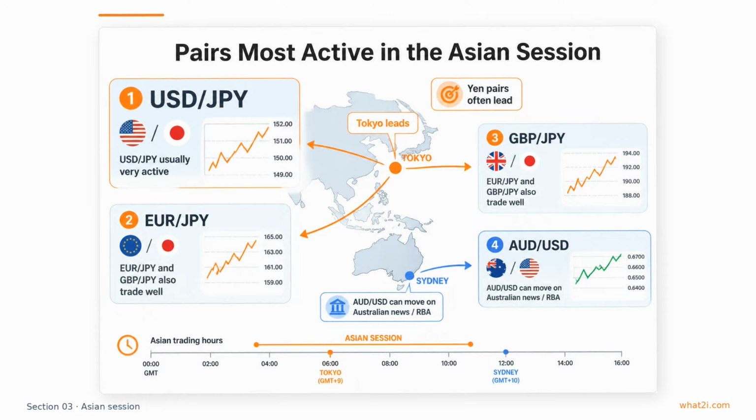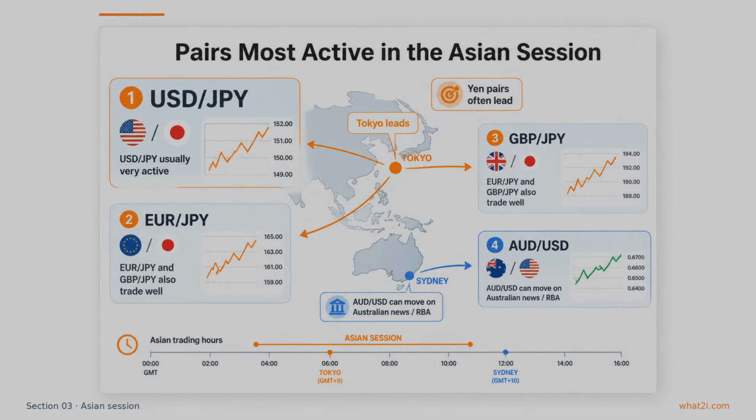This means the Asian session is not just quiet in a general sense, it is selectively active in certain instruments. If you are watching pairs that naturally belong to this region, the session can offer cleaner opportunities than many traders expect. Pair selection matters even more when overall volatility is lower.